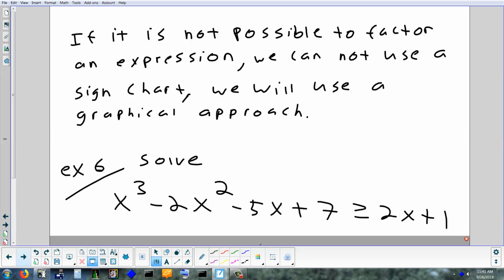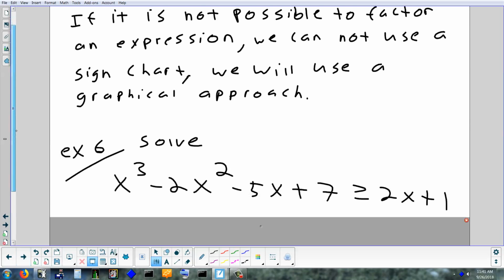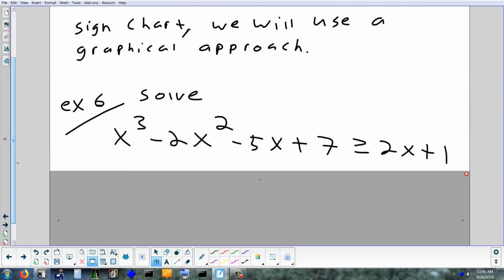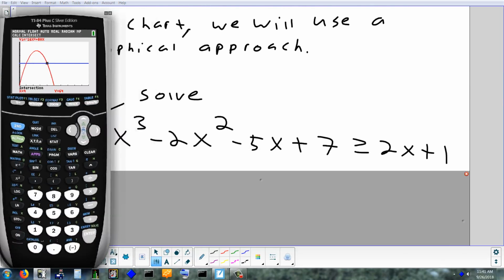So if it's not possible to factor it, or it's really, really difficult, we can just graph it. We've already done problems similar to this, but I'll just show you how to do it. Put what's on the left in y1. Put what's on the right in y2. So we get x cubed minus 2x squared minus 5x plus 7. So that's the graph in blue. And I'm looking for where the graph in blue is going to be greater than or equal to the graph in red.